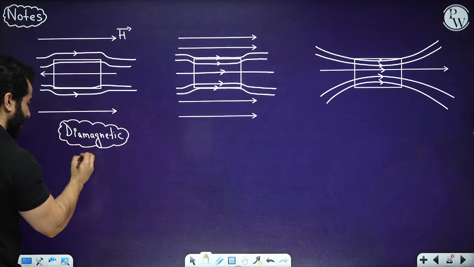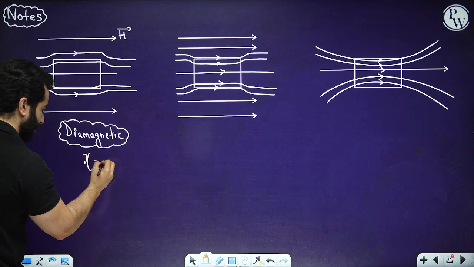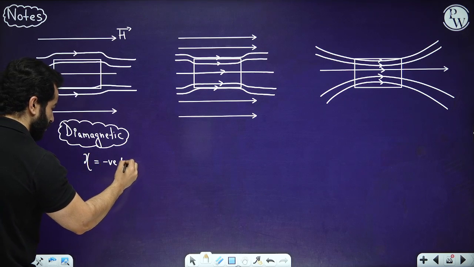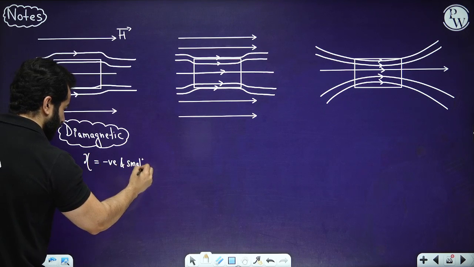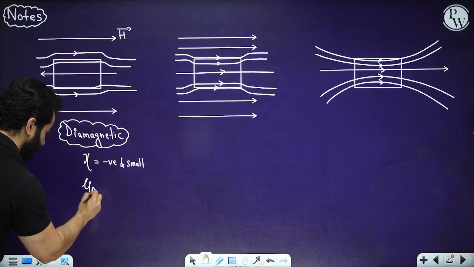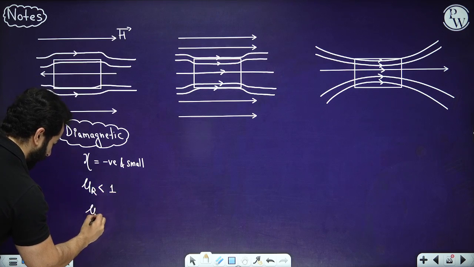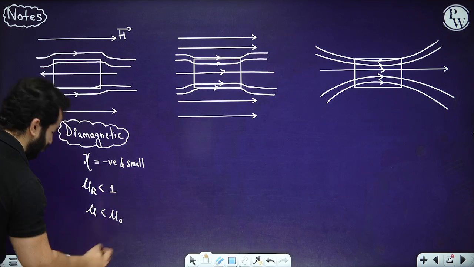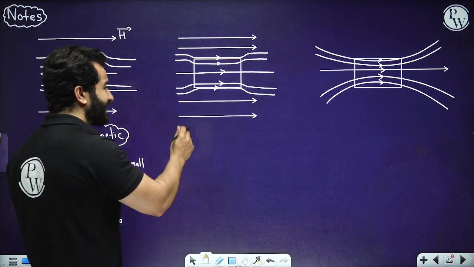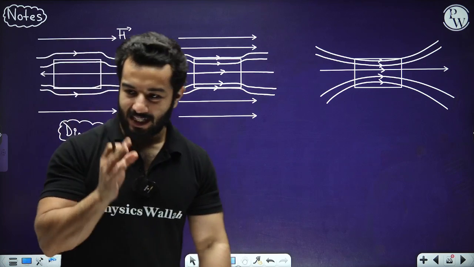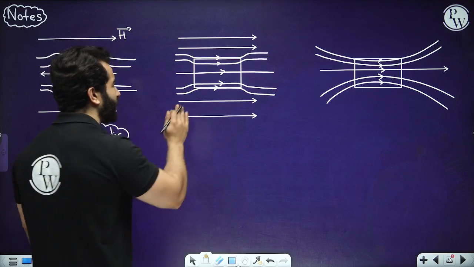So for a diamagnetic material, magnetic susceptibility was negative and small. Relative permeability was less than 1. Absolute permeability was less than mu naught. The magnetizing field is getting attracted, but feebly getting attracted.